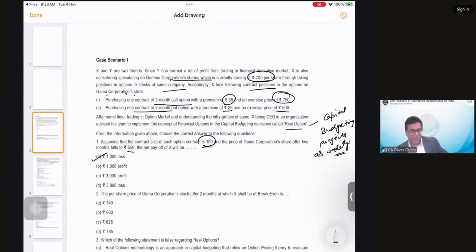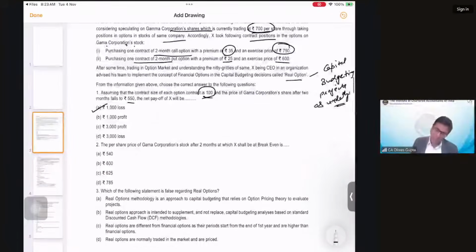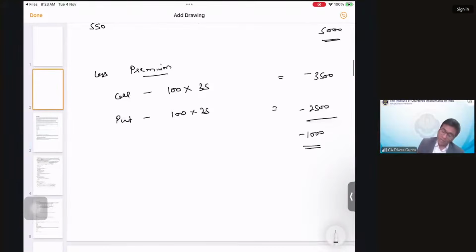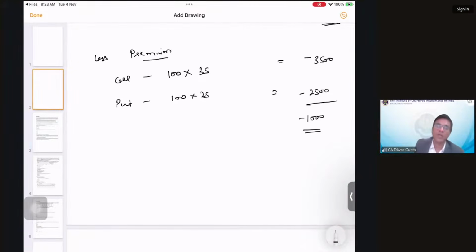The price per share of Gamma Corporation's stock after 2 months at which X shall be at break even is. Now they are asking about the price at which the X shall be at break even. For breaking even, we have to find out what is the overall amount. So this is for the second part.